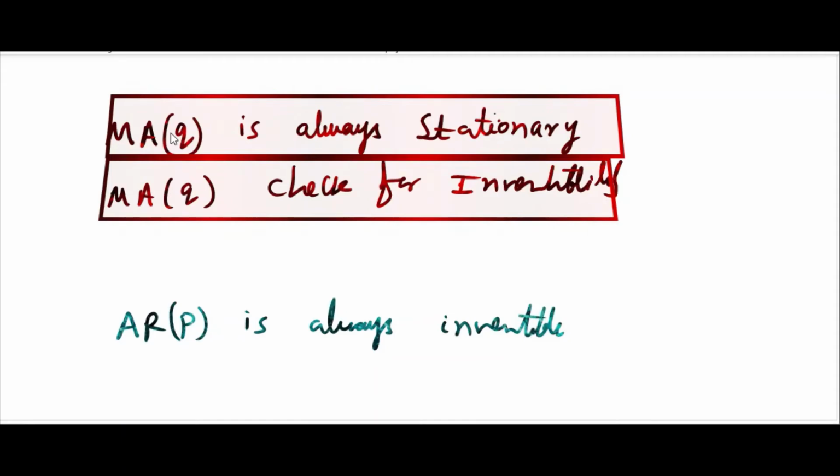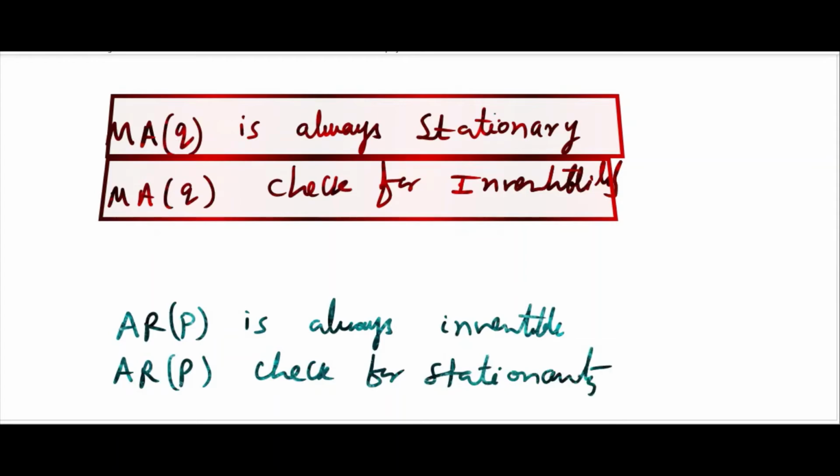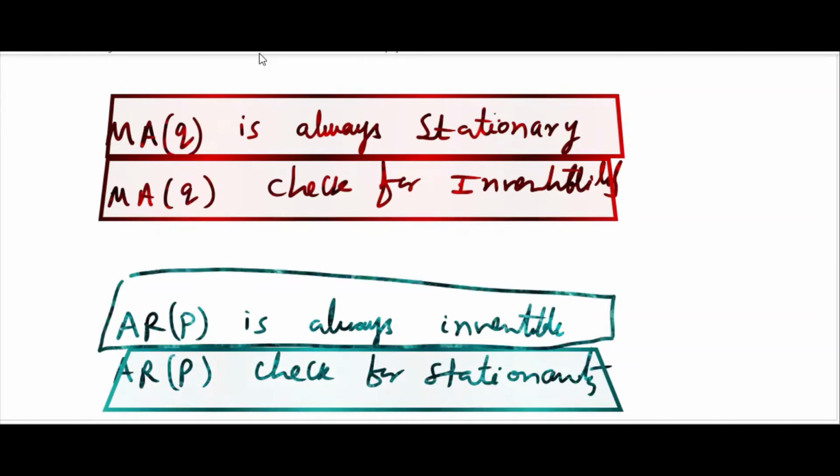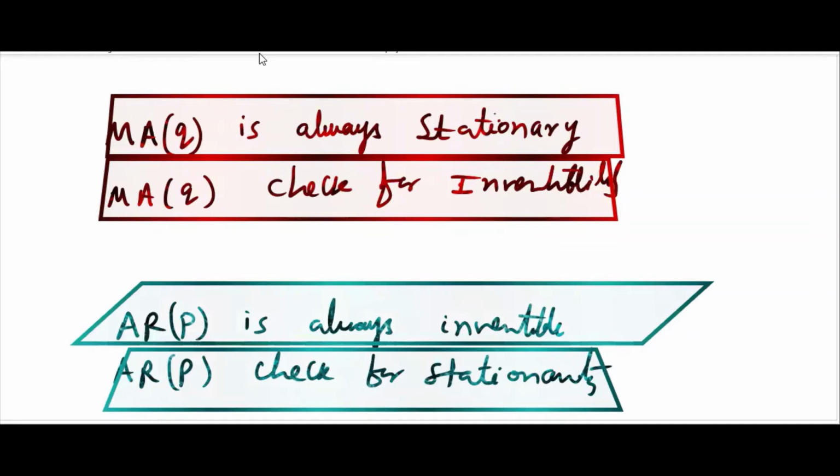What is invertibility? We'll discuss that now. And in the ARP process, we check whether it is stationary or not. Invertibility is not very important for the analysis, but you will see in some places we'll require that as well. So ARP is always invertible. For ARP you need to check for stationarity.